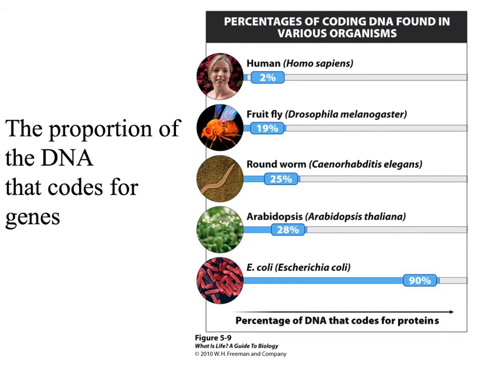It is also interesting to note that much of the DNA found in many organisms does not actually code for any proteins. For example, the proportion of DNA that codes for genes in humans is about 2%. Fruit flies is 19%, roundworms 25%, some plants 28%, and E. coli, a prokaryote, 90%.